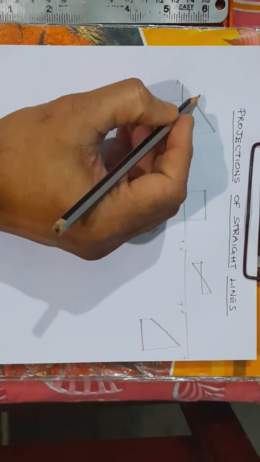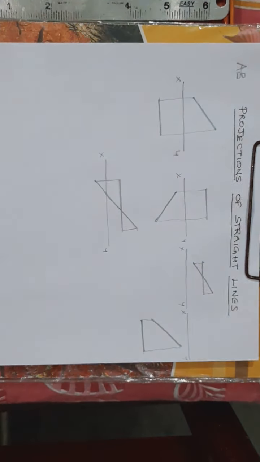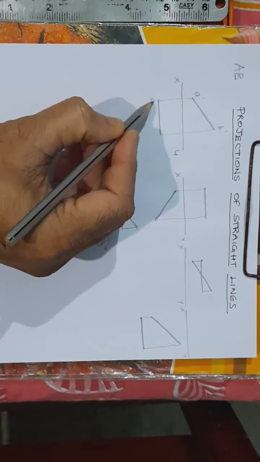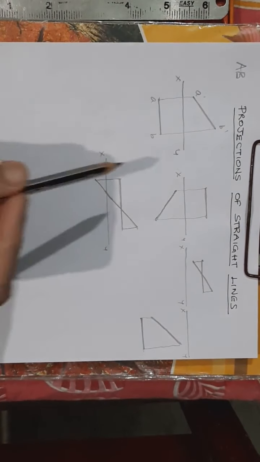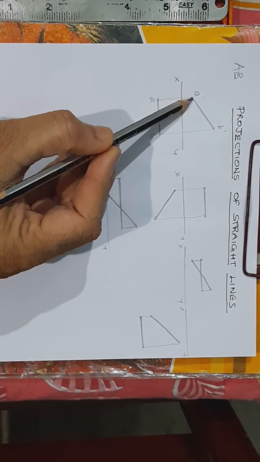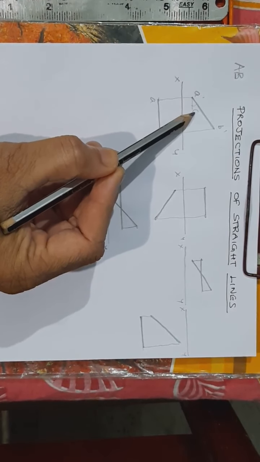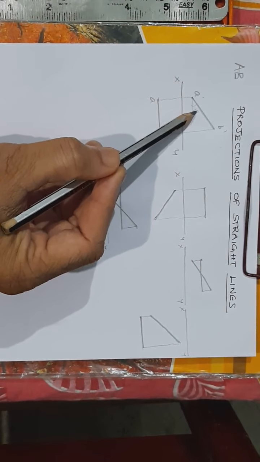So suppose our line is AB, in all the cases the line's ends are A and B. So if I write A dash B dash here and AB here, that means this line is inclined to HP and parallel to VP. Why? Because the front view is seen inclined. When the front view is seen inclined, that inclination, if the line is inclined to only HP and parallel to VP, is always theta.